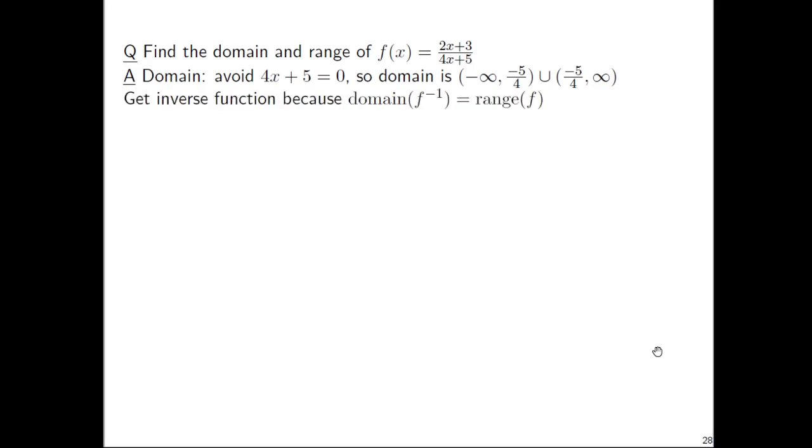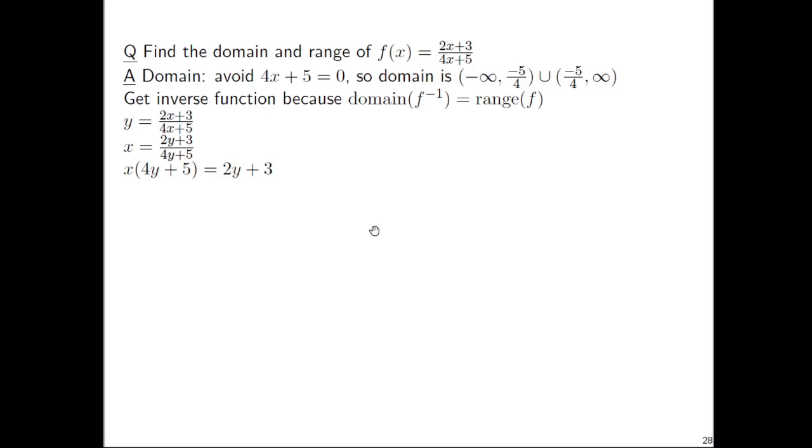What about the range? Again, we're going to get the inverse function, because instead of computing the range of f directly, let's compute the domain of f inverse. So we need to get the inverse function. First, replace the f of x with a y, swap the x's and the y's, multiply both sides by the denominator.